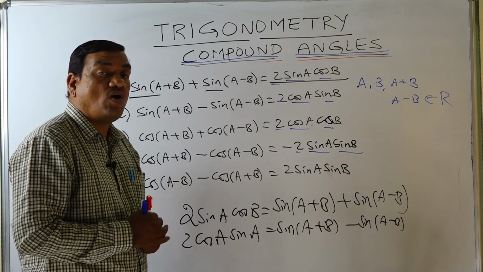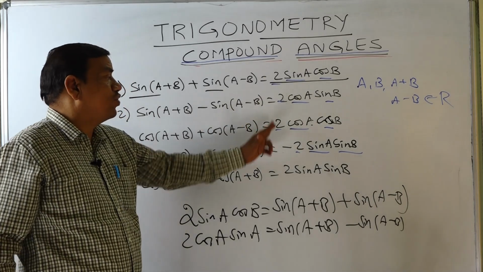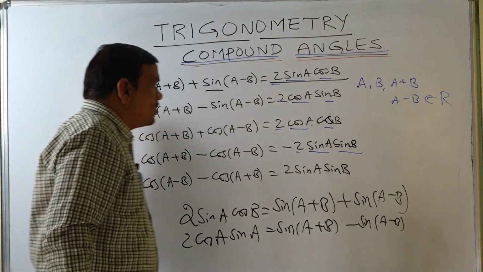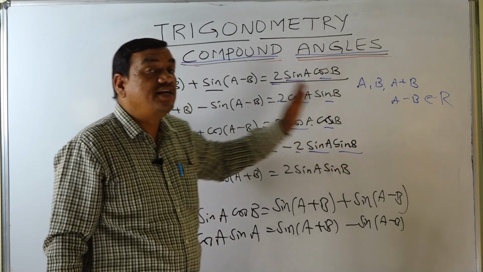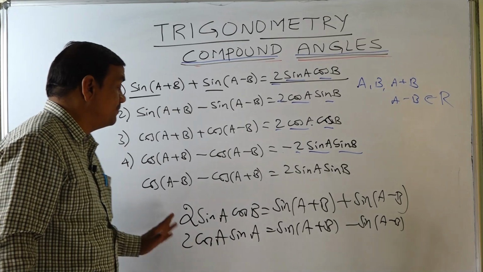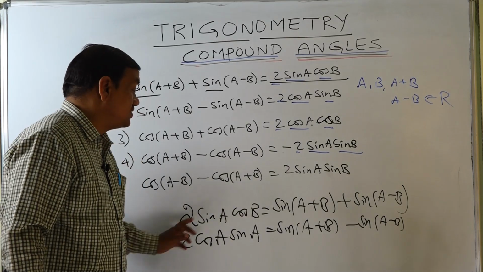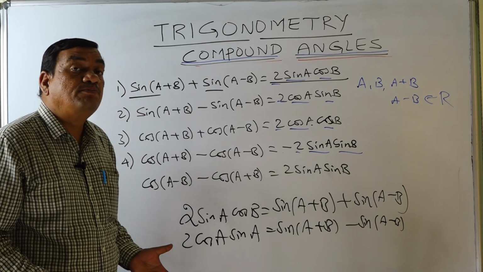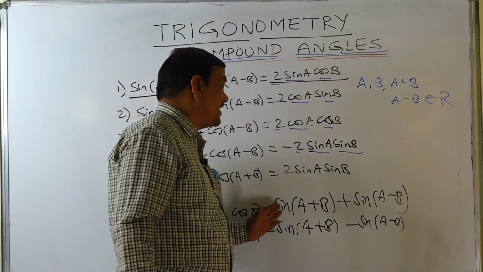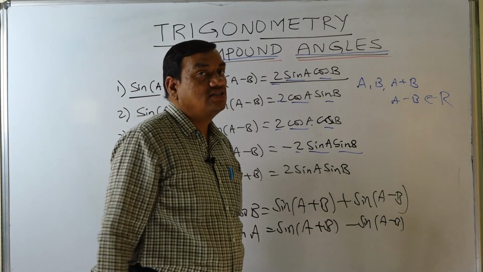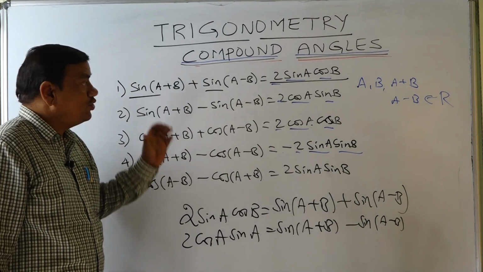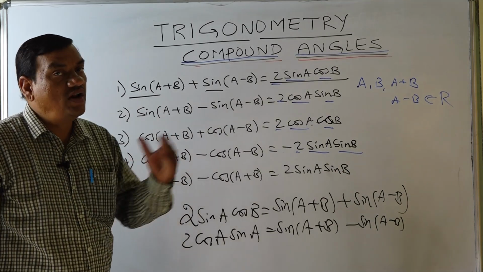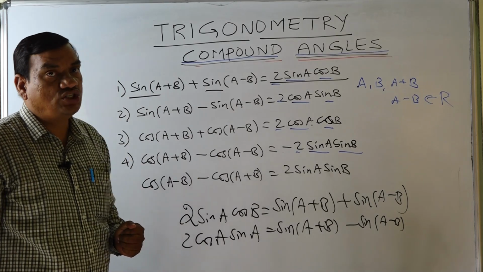Remember all these formulas, not only from left hand side to right hand side. Learn the formulas from right hand side to left hand side also. So wherever you come across 2 sin A cos B, this can be split as sin of A plus B plus sin of A minus B. Like that you can split it. I hope that you understand these formulas. Let us go for the next list of formulas.